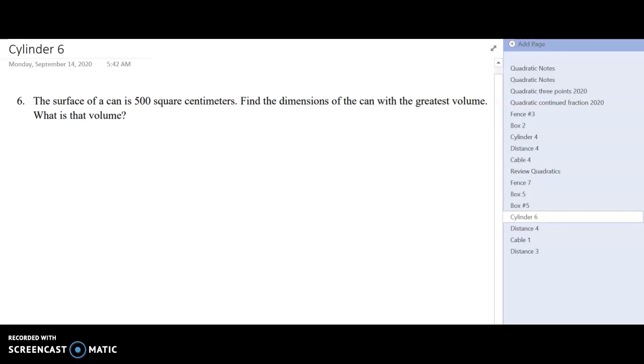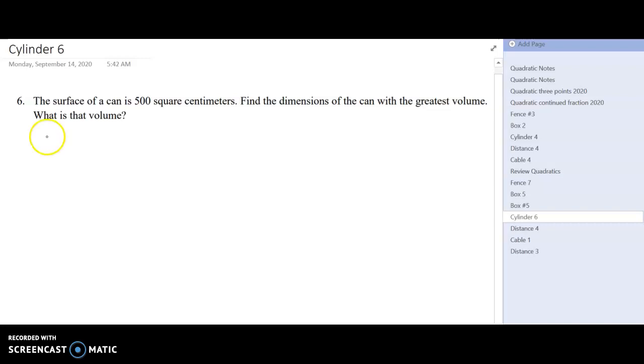Honors Pre-Calc students, we're going to take a look at cylinder question number 6. In that problem we have a surface. The surface of the can is 500 square centimeters. Find the dimensions of the can with the greatest volume.